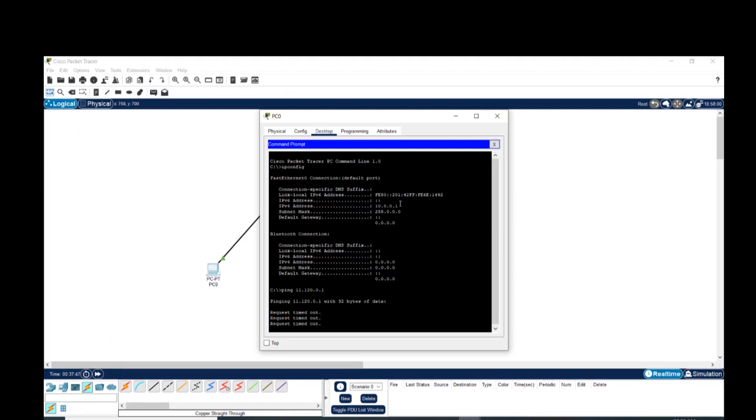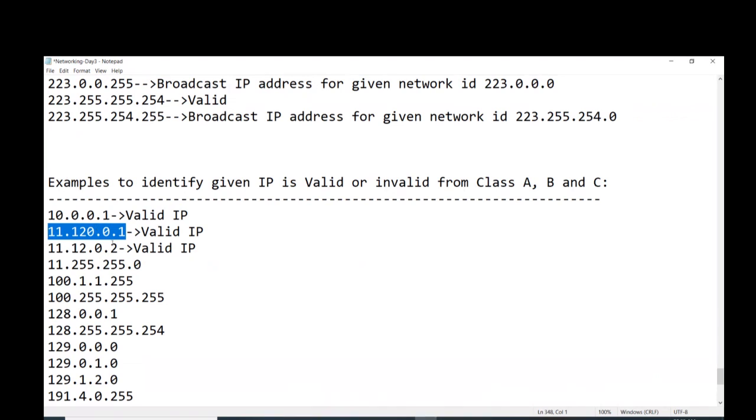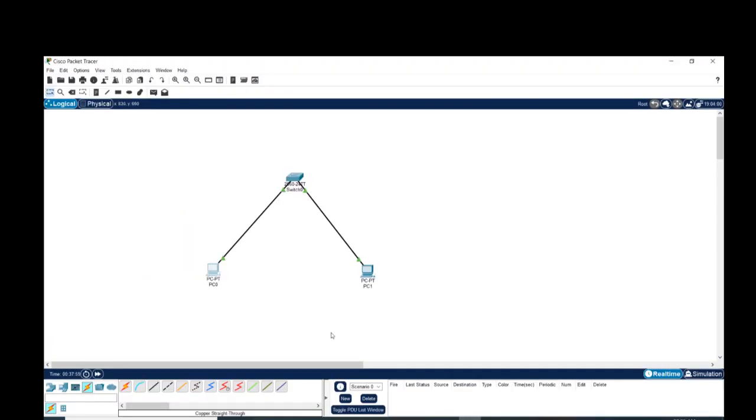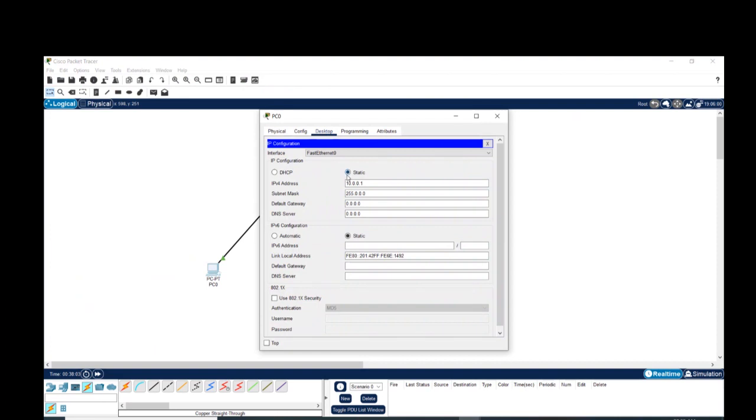Now what we'll do, I'll change this first one to the same. This one I'll take first. Copy this, and here we'll change this 10 to that one.